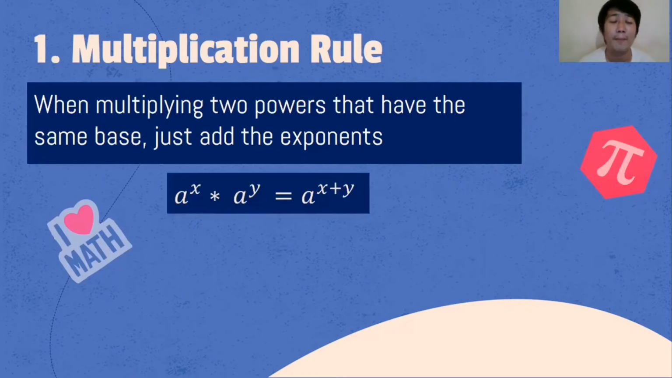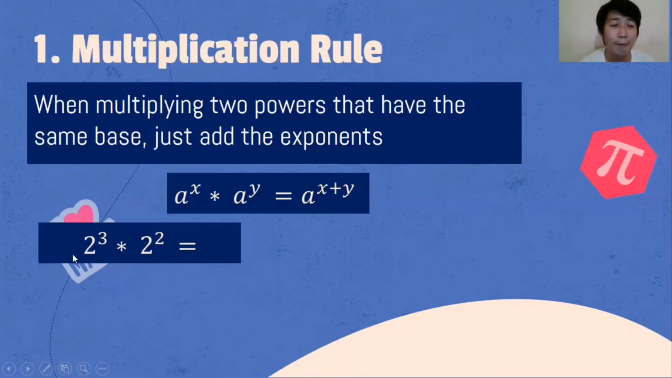For example, a raised to x multiplied by a raised to y is equal to a raised to x plus y. Again, a raised to x multiplied by a raised to y is equal to a raised to x plus y. Just simply add the exponents if we have the same base.